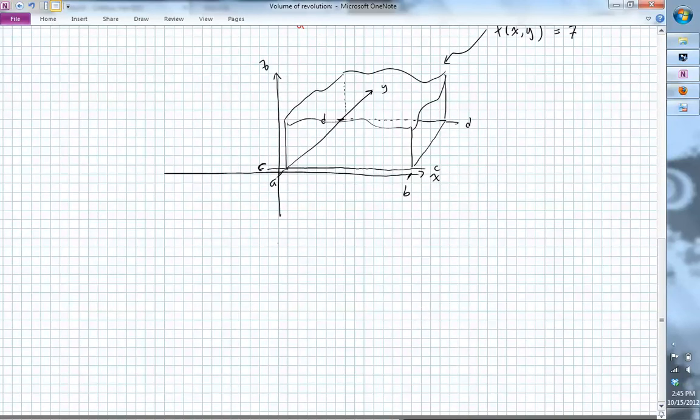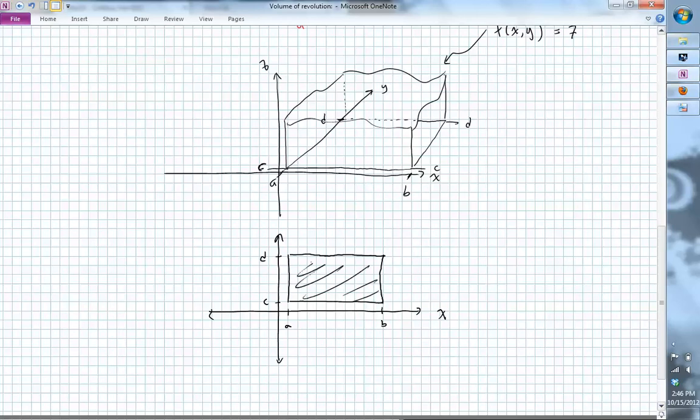If I were to look down upon this thing, I would see A, B here in the x direction, C, D here. Okay, you know that's what I like to do, right? I like to come out here and stand on the xy plane, and I like to look up at the surface above me. Okay, and that's the picture that I want you to get in your head.